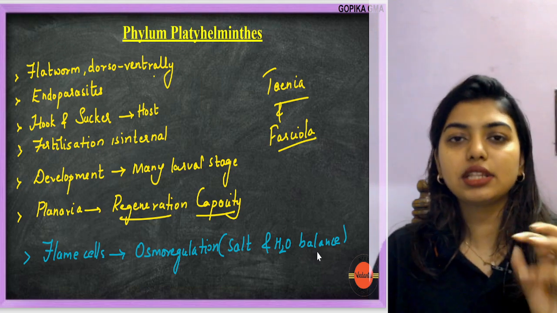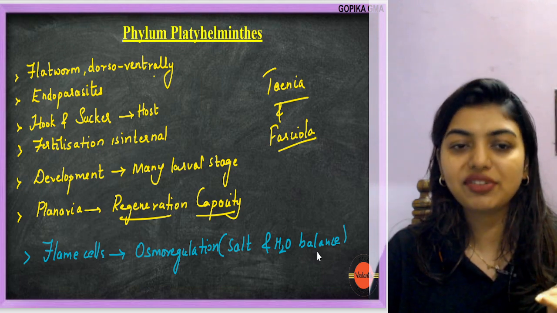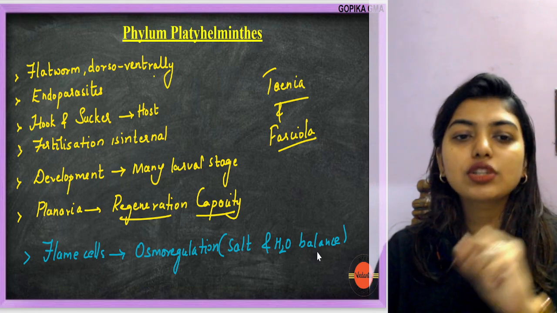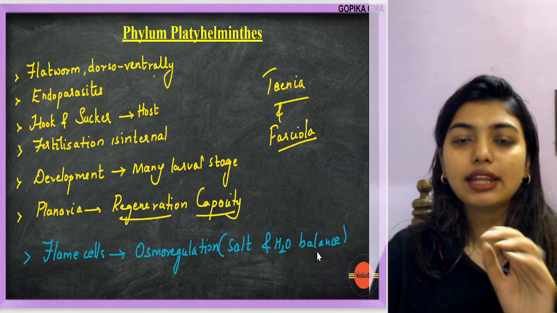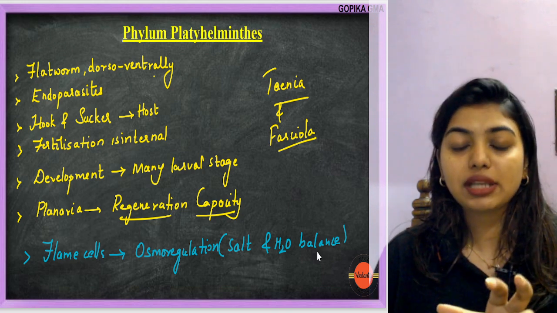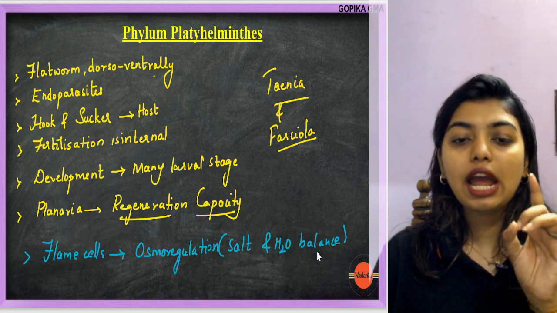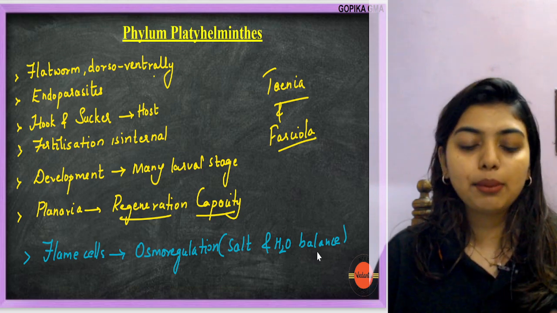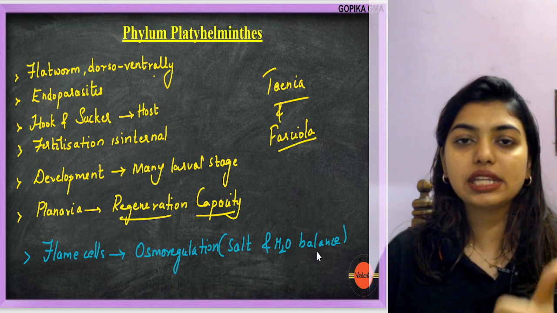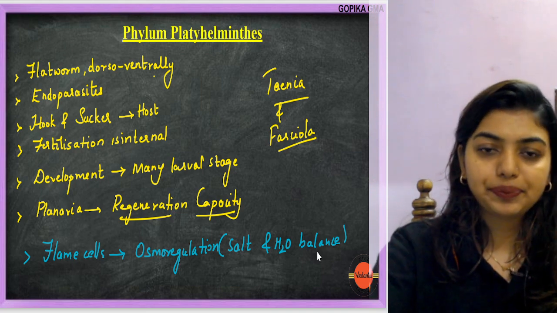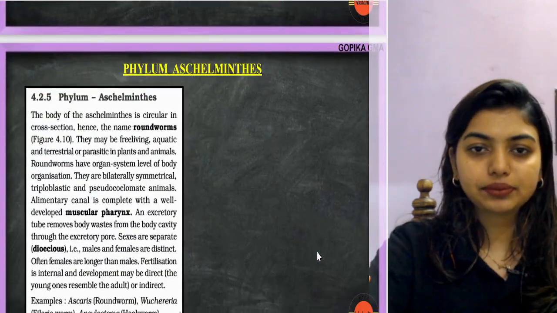So Platyhelminthes means flatworms. They are dorsoventrally flattened. They are endoparasites. They have hooks and suckers to hold on to the host. Fertilization is internal. In development, many larval stages are there. Planaria has high regeneration capacity. And flame cells do osmoregulation, where the salt and water balance will be maintained. Now examples, you will remember Taenia and Fasciola, or tapeworm and liver fluke. I hope that was clear.